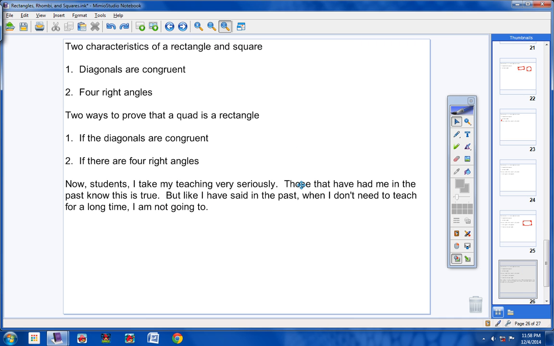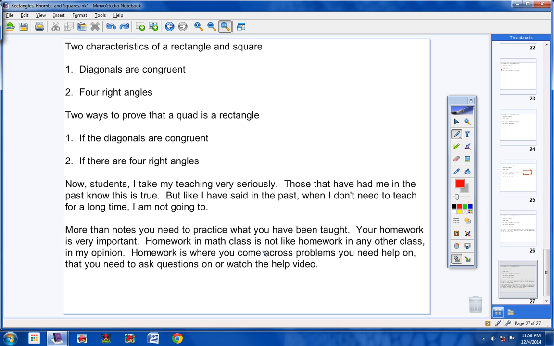Now, students, you guys know I take my teaching very seriously. Those that have had me in the past know this is true. I'm a pusher. And I try to really give you guys a lot of math and challenge you. But like I've said in the past, when I don't need to teach for a long time, then I'm not going to. Okay? More than notes now, you need to practice what you've been taught. Your homework is very important.